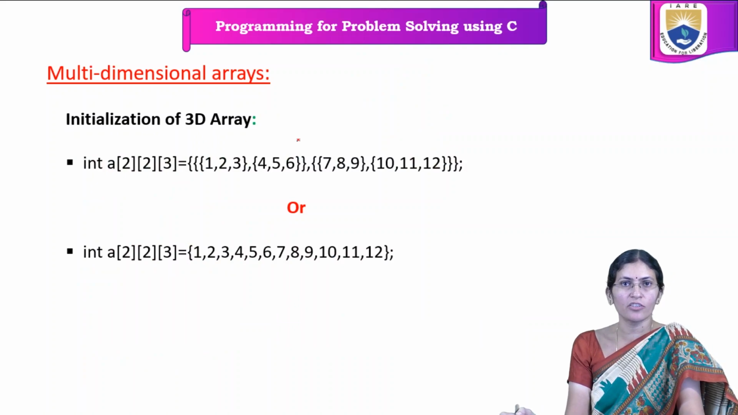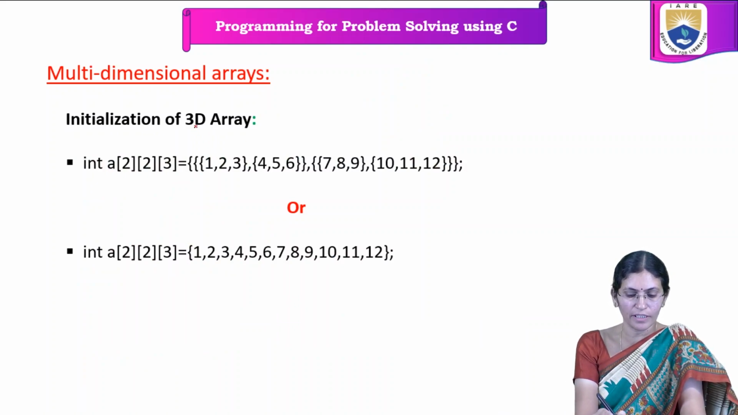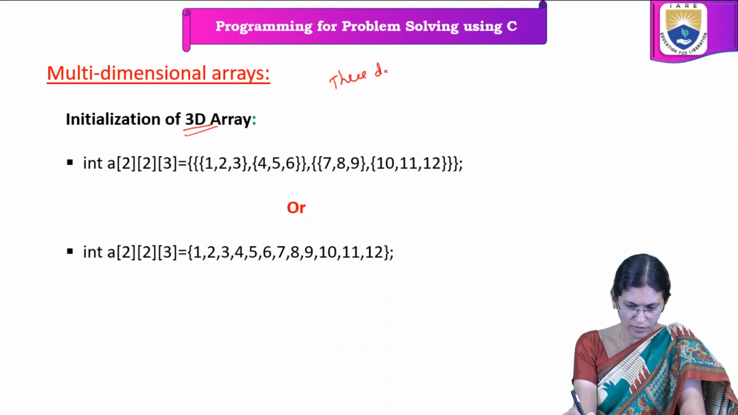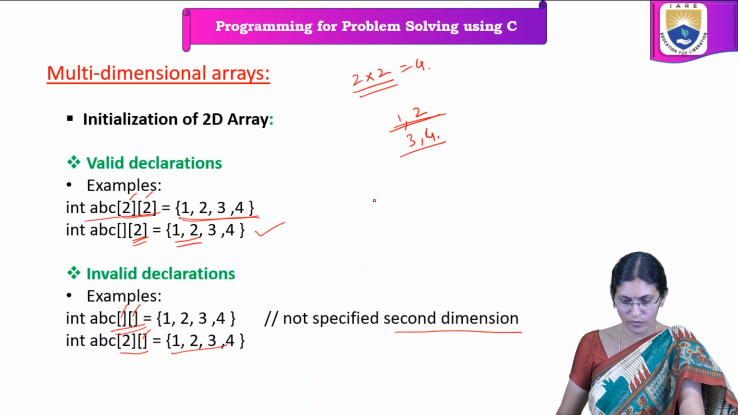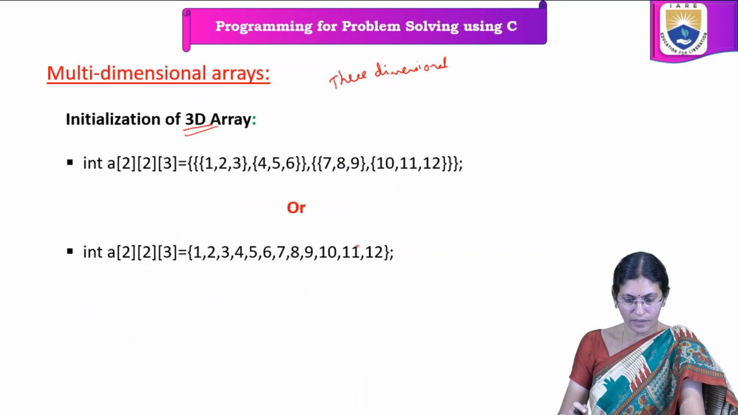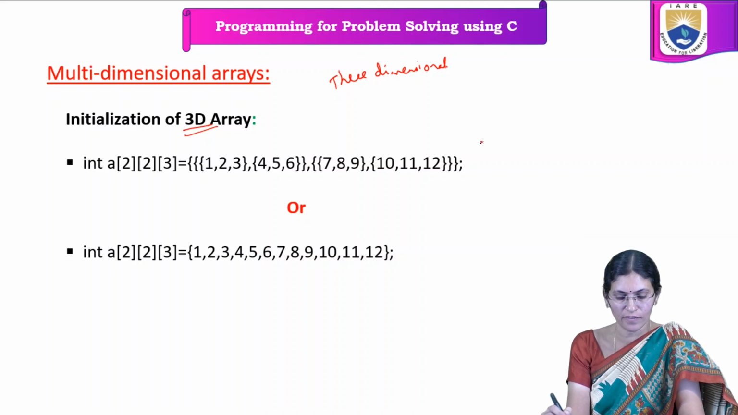Next is initialization of a 3D array. So 3D means a three-dimensional array here. Till now we have seen static initialization of a 2D array. In the next slide, we will discuss runtime initialization of a two-dimensional array.